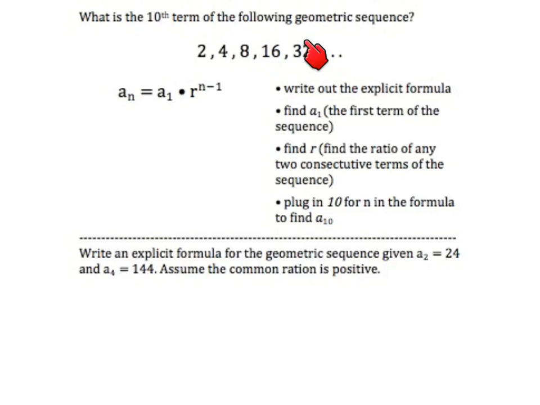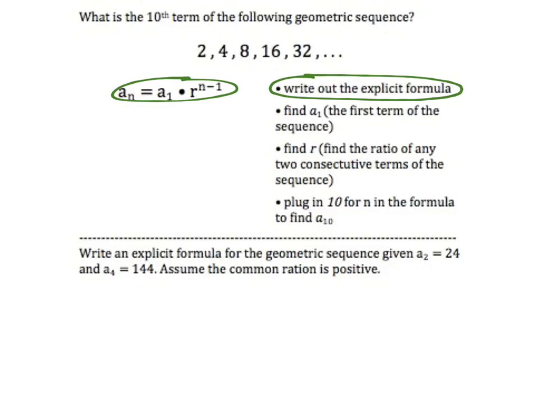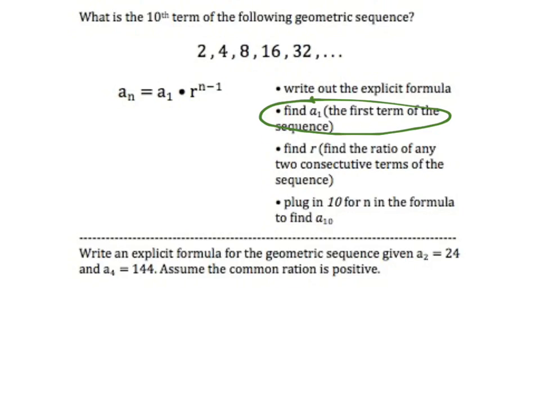So what is the 10th term of the following geometric sequence? No, we're not going to do all the math to get up there. First, we're going to write out the explicit formula. A sub n equals a sub 1 times r to the power of n minus 1. We're going to find a sub 1, the first term of the sequence. We're lucky that this time it gave it to us. A sub 1 equals 2.